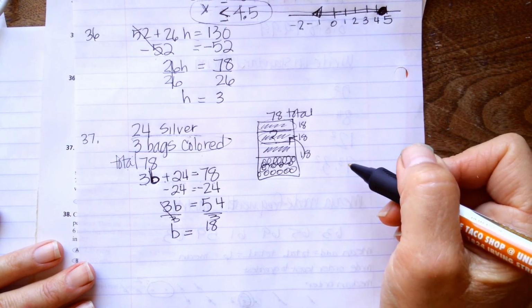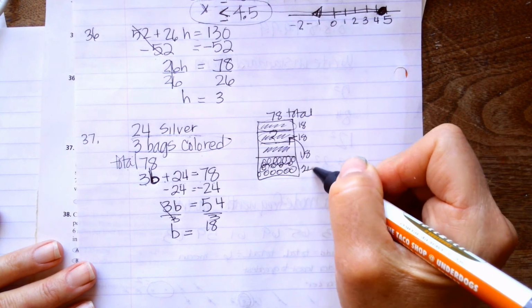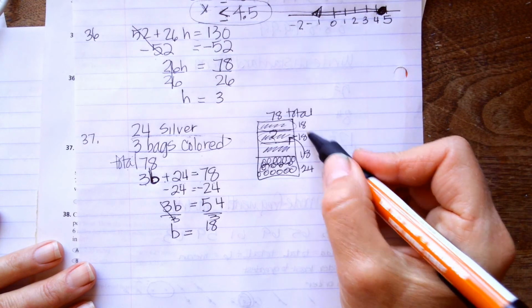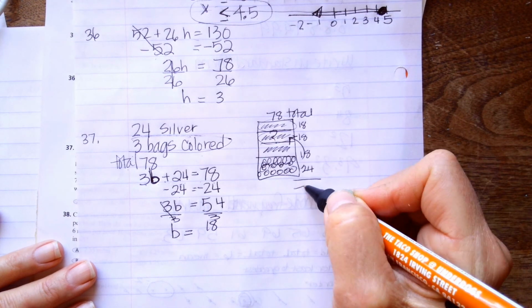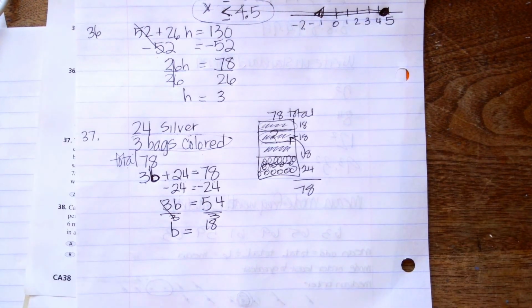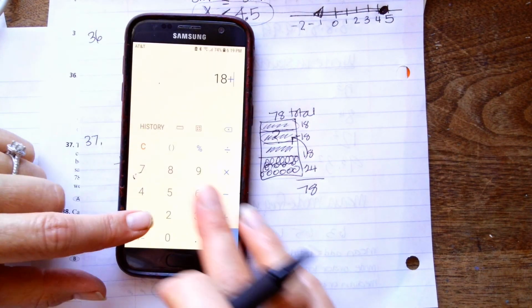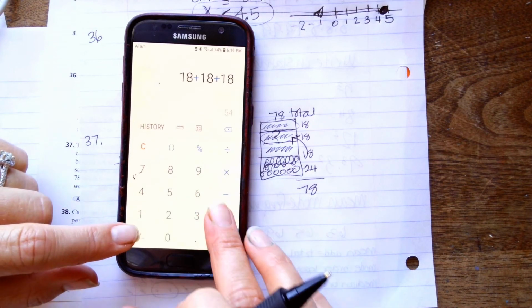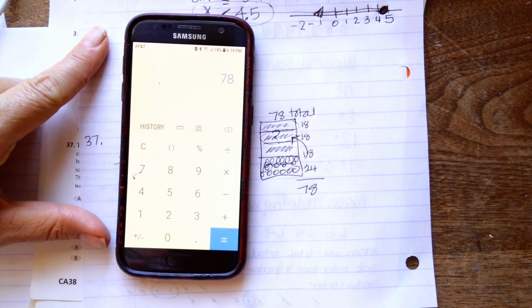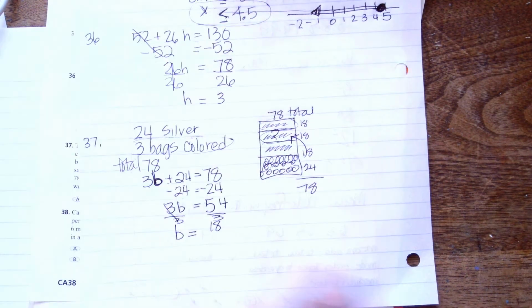So that means there was 18 beads in this bag, 18 beads in this bag, and 18 beads in this bag. And then we started with the 24 beads here. If we added these all together, it would equal 78. So let's check our answer. 18 plus 18 plus 18 plus 24. Yes, we got the right answer.